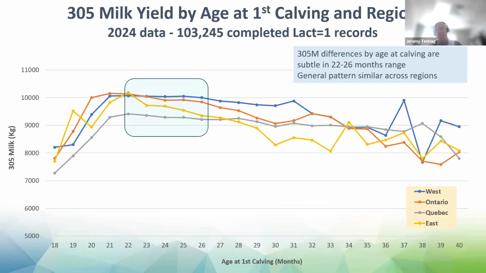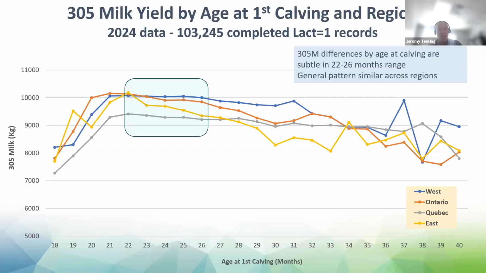If we look at 305 milk yield by age at first calving along the bottom, but now we look at it by region, and I highlight where the majority of heifers freshen, the pattern is roughly the same. The yellow bar, which are eastern herds, there seems to be a bit of a drop off going from 22 to 26 months. The other regions are about as flat as you can be in terms of consistency.